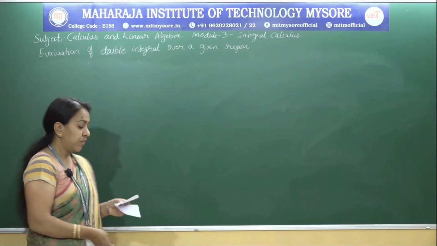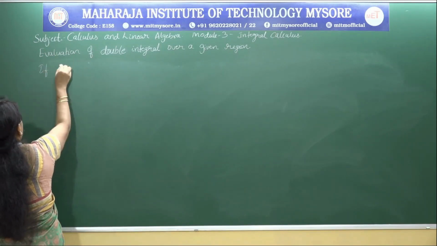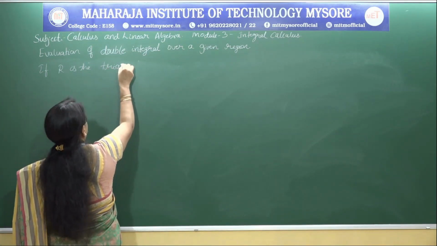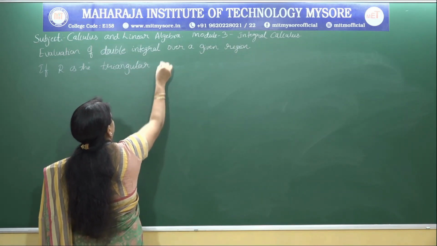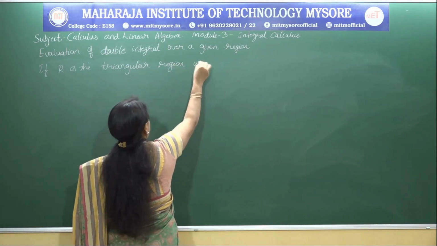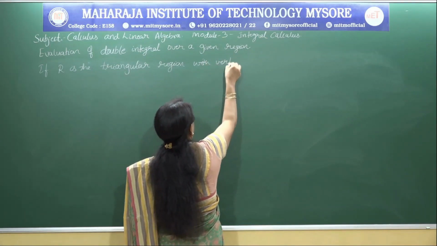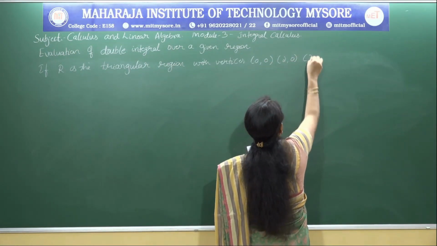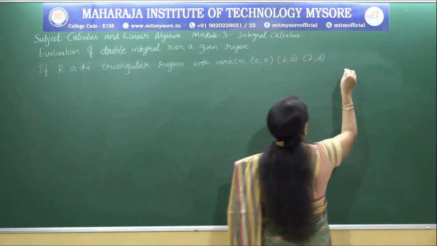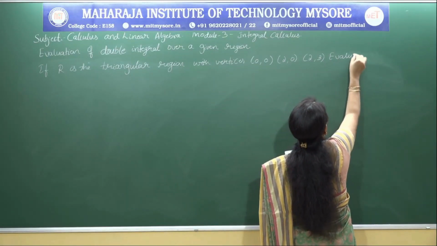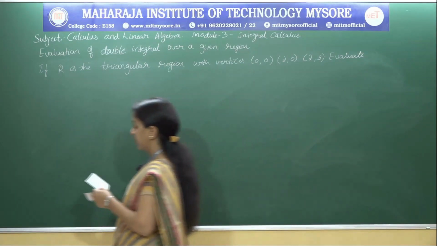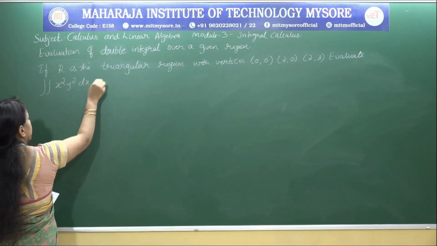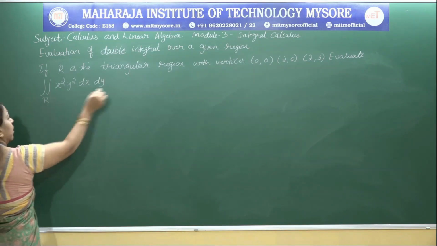Now solve the next problem. If R is the triangular region with vertices 0, 0, 2, 0 and 2, 3, then evaluate the double integral of x square y square dx dy over the region R.